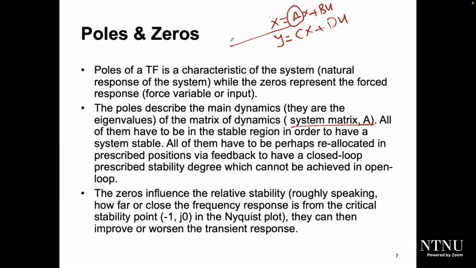All of them have to be in a stable region in order to have a stable system. I mean, all of them must be negative, right? If you want your system to be stable, because if we plot it in this S plane, it must be plotted here in the left-hand side. We have here left-hand side, right-hand side. All of them must be here, right? Your poles must be in this region for your system to be stable.